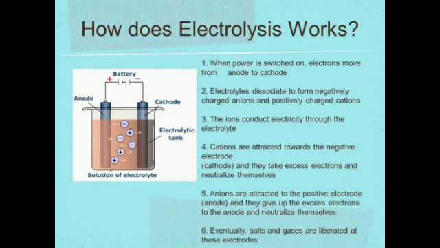Number 3, electroplating or protection of metals from corrosion. Electroplating, so coating a metal that can corrode, that can rust, with another metal that cannot rust easily. You can use electrolysis to do that. Number 4, manufacturing of chemicals such as sodium hydroxide and sodium chlorate.